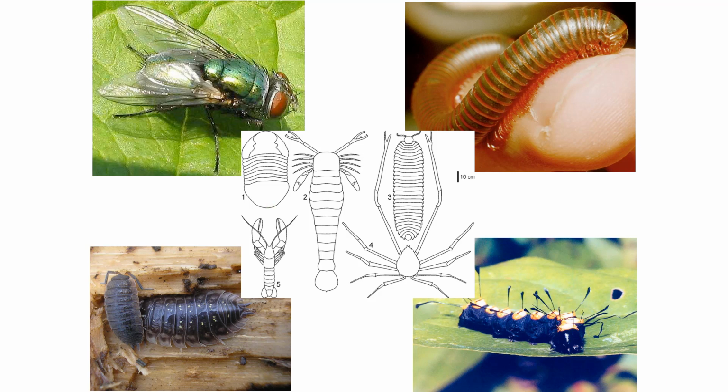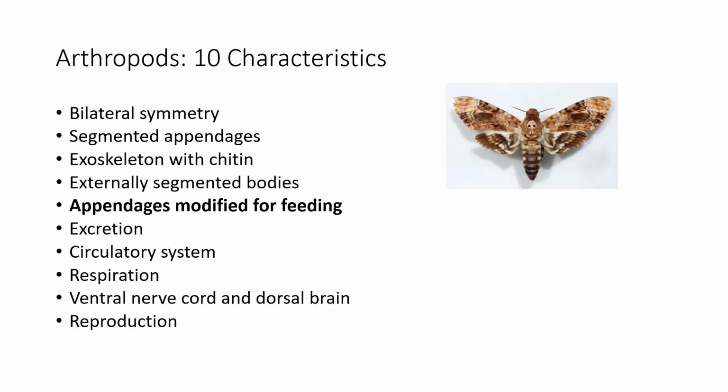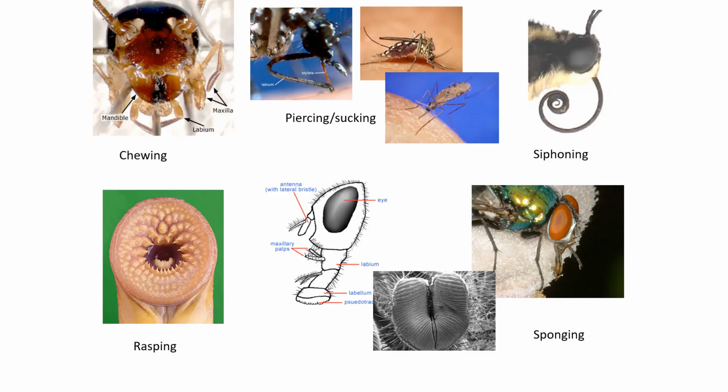Now, they are present in all arthropods though, and the number of external segments varies depending on the type of arthropod. So we've got bilateral symmetry, segmented appendages, an exoskeleton made with chitin, and externally segmented bodies. The final external characteristic has to do with the mouth parts. All arthropods have appendages that are specifically modified for feeding.